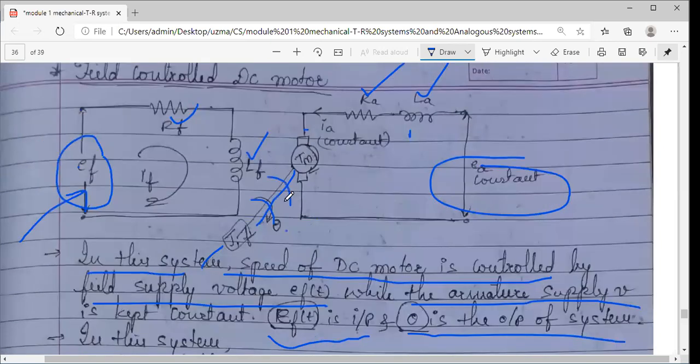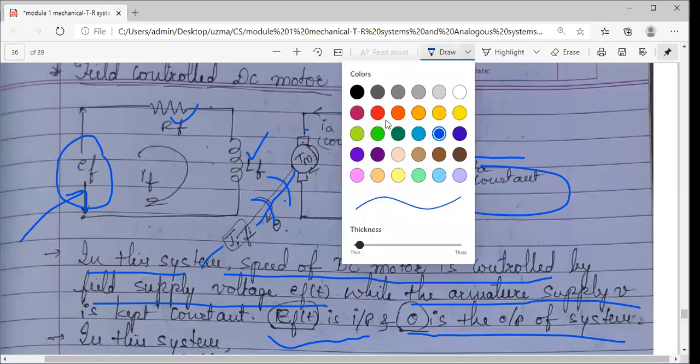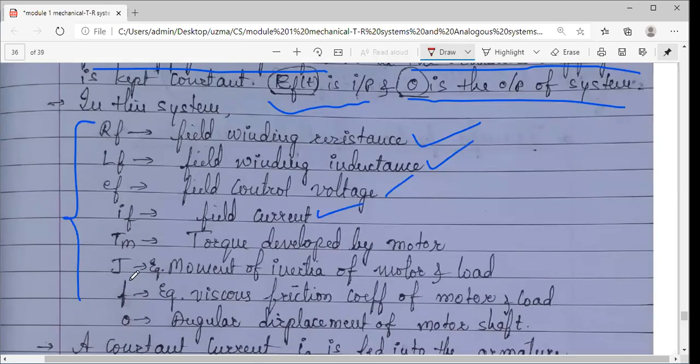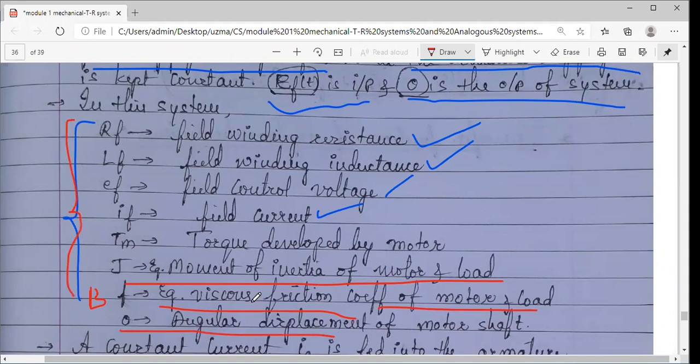Here I have shown a direction. Probably it's not very clear. You can see I have shown a direction here, so you can draw it here also, no problem. Torque developed TM. There is J, the moment of inertia of the motor and the load, with respect to the shaft. And F, you can also take B instead of F. That is your friction coefficient, the damper element. And then theta is your angular displacement. So these are the different variables that you come across in the given circuit.